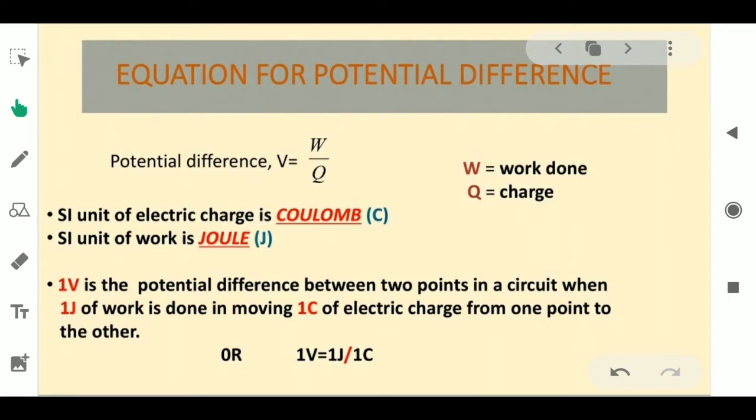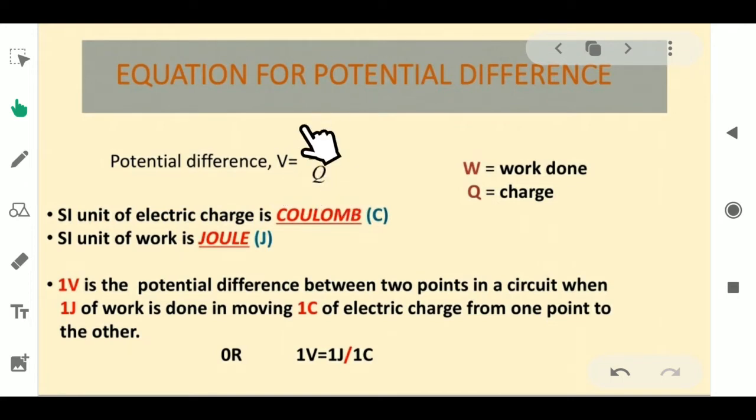What do you mean by potential difference? The potential difference between two points in an electric circuit is defined as the amount of work done in moving a unit charge from one point to the other point. That is called potential difference, right? So the same sentence we can write like this: potential difference V is equal to W by Q.